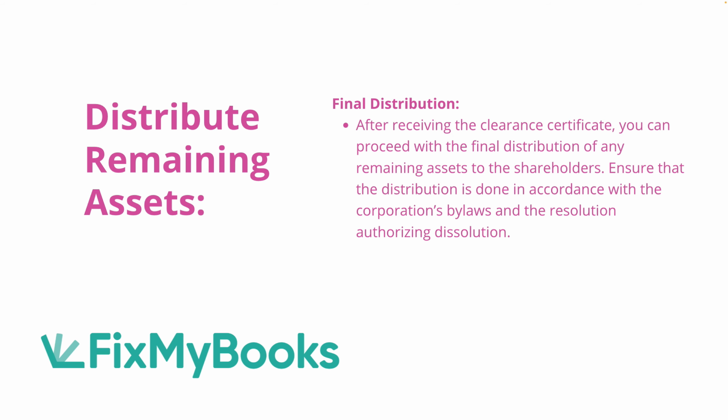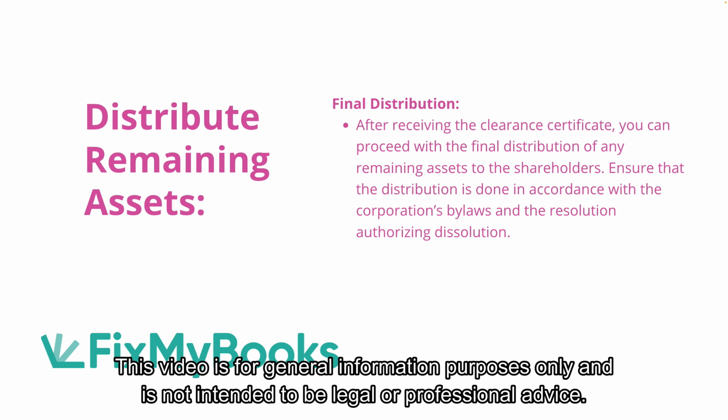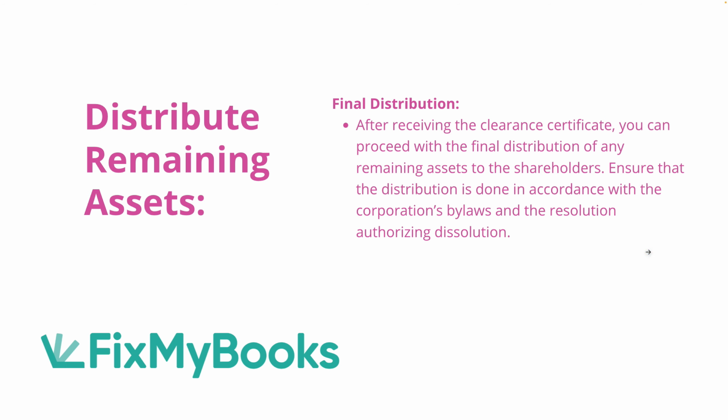So, the final distribution: you distribute the remaining assets. Now, this is the fun stuff. After receiving the clearance certificate, you can proceed with the final distribution of any remaining assets to the shareholders. Ensure that the distribution is done in accordance with the corporation's bylaws and the resolution authorizing dissolution. But guys, remember, before you distribute the remaining assets, you have to pay the creditors first, like in part 3, settling financial obligations. Don't just think, oh, we got a clearance certificate, that's it. Make sure you follow the procedure, okay?